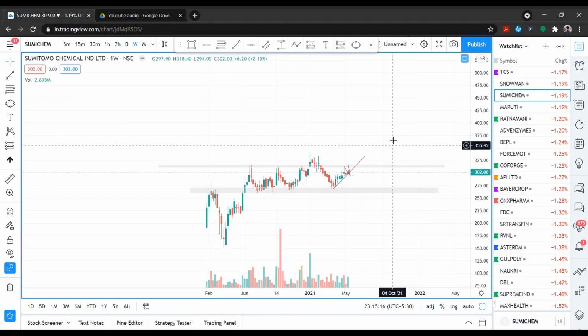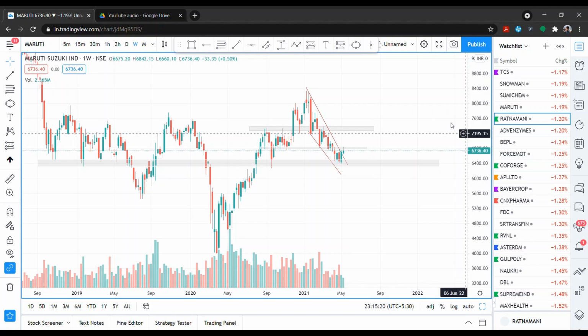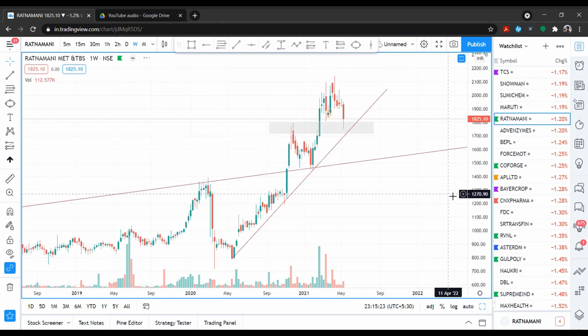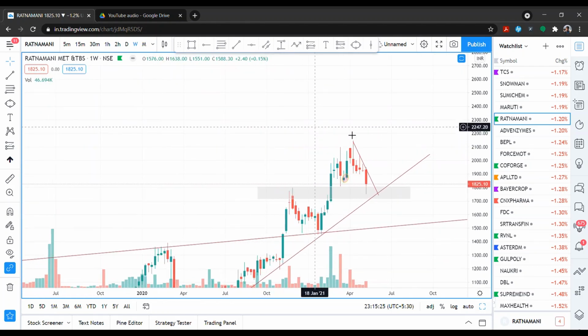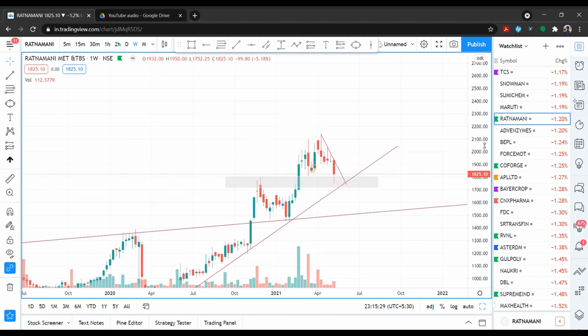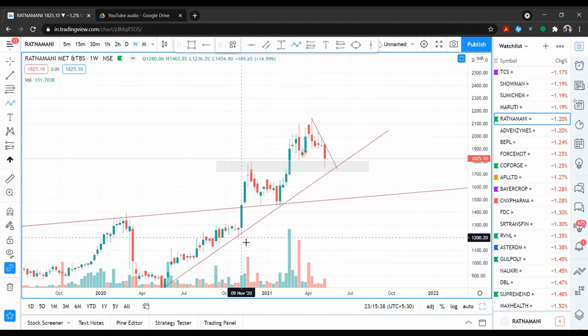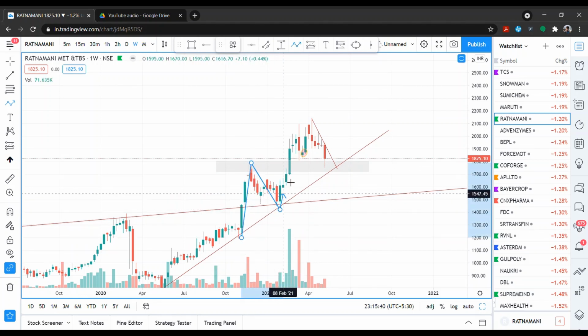Okay, this is a sideways market. Maruti is nothing. Okay, in Ratnamani we have such a scenario that is developing actually. So if you see here, the price went up, again came down, went up.